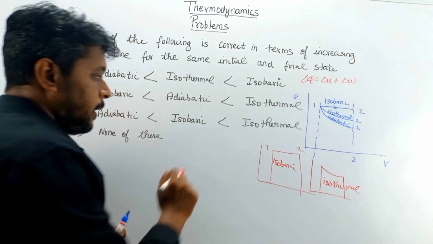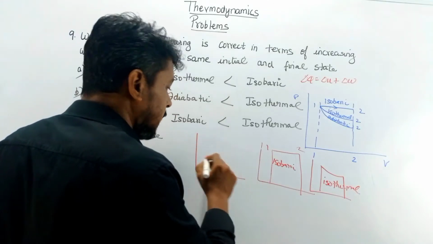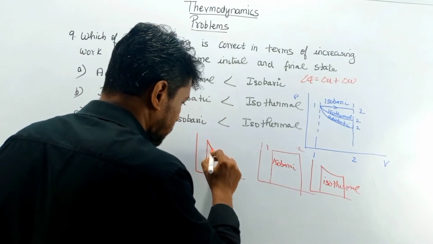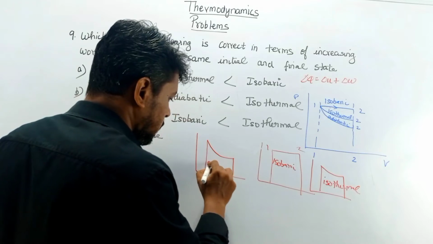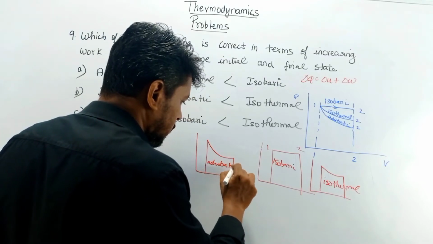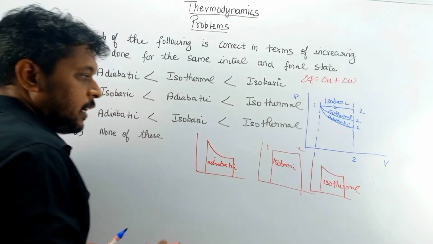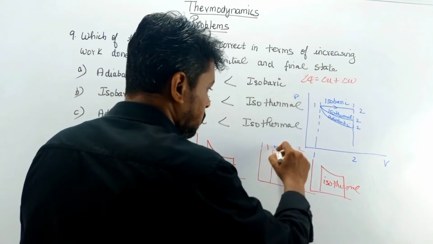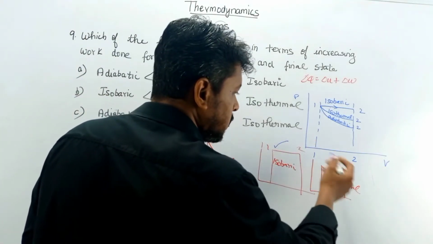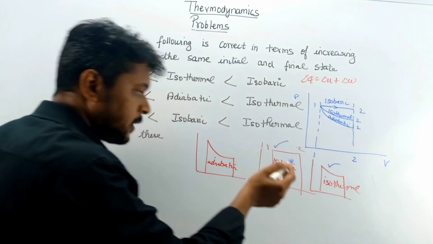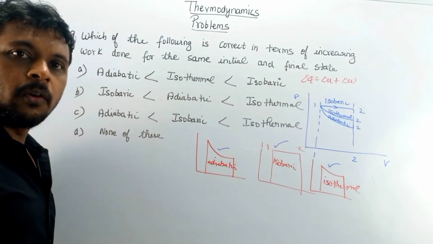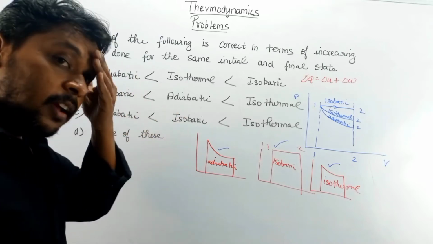Okay, next we have the adiabatic process. In the adiabatic process we see that it is even steeper. So it is adiabatic. So compare the three images. From this we see that for isobaric, the work done is more. The next reduced value is isothermal and the next reduced value is adiabatic. Okay, so it will be in descending order.